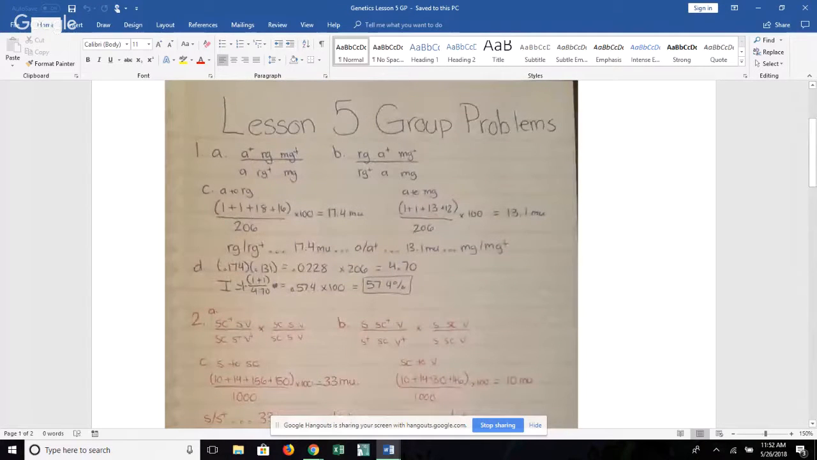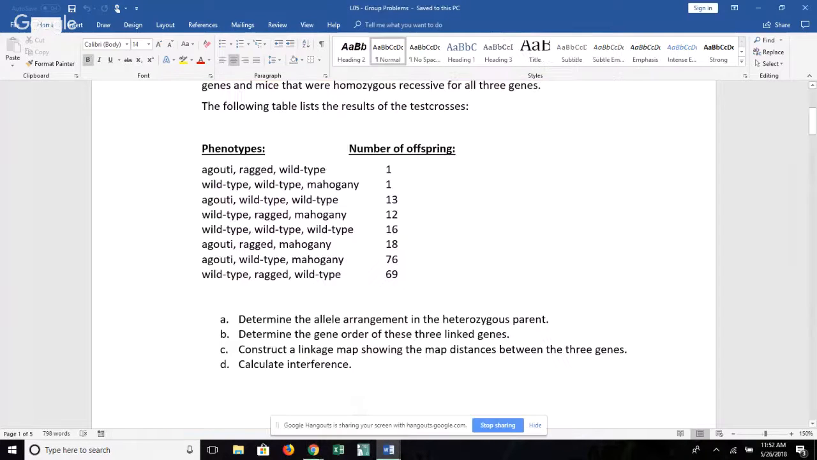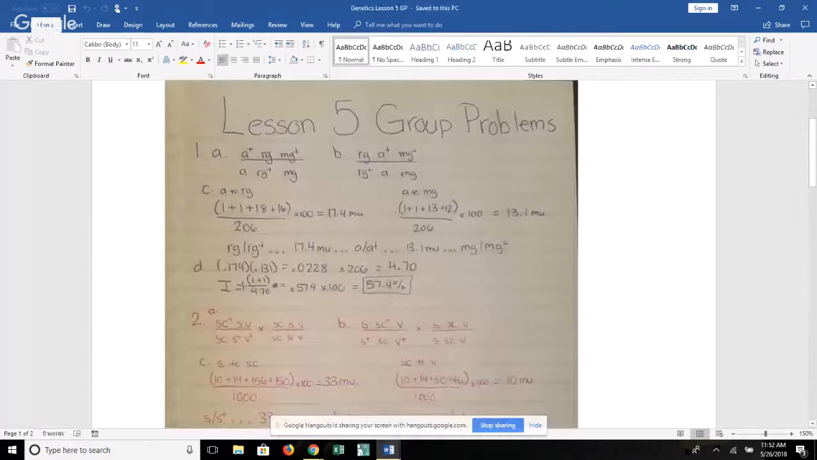Part A in 1. And then the next thing I had to do was figure out the allele arrangement. So I looked at the two least numerous, the agouti ragged wild type and the wild type mahogany. And I saw that the middle gene, the one that switches, was the agouti gene. So that one goes in the middle. And then for part C, I had to figure out the distance between the agouti and the ragged gene, and then the agouti and the mahogany gene.